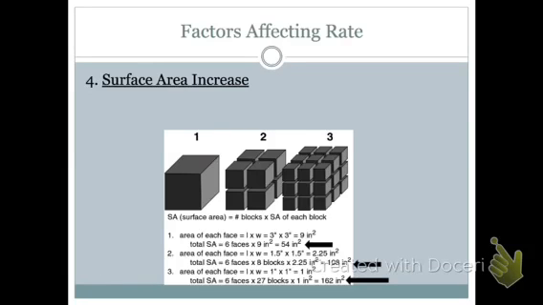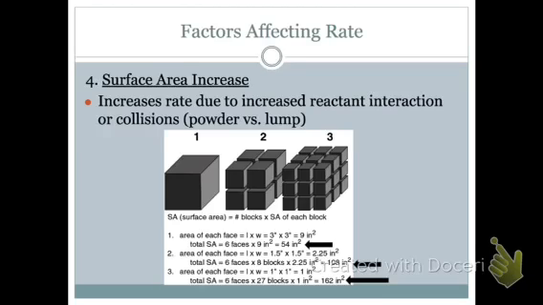Another way is surface area increase. And this increases the rate due to increased reactant interaction or collisions, or powder versus lump. Now I really like this picture because it shows you pretty definitively how chopping up a substance or breaking down a substance is going to increase its surface area.